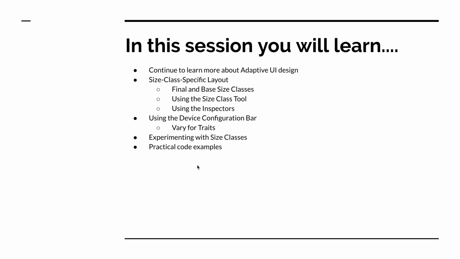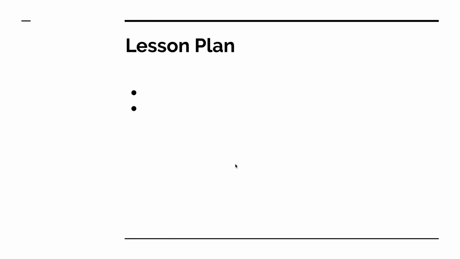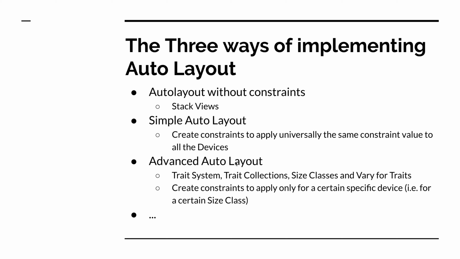So in this session you will continue to learn more about adaptive UI design, then size class specific layouts, right? You will be talking about final and base size classes. You'll be looking at using the size class tool, using the inspectors, using the device configuration bar, and vary for traits, and experimenting with size classes and practical code examples. So now you remember, if you look at the previous lessons in this series about adaptive UI, we said there are 3 ways of tackling.